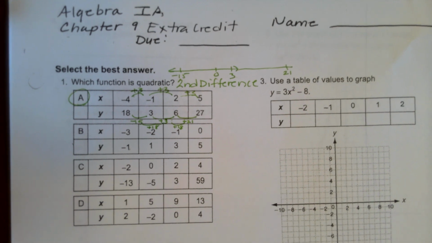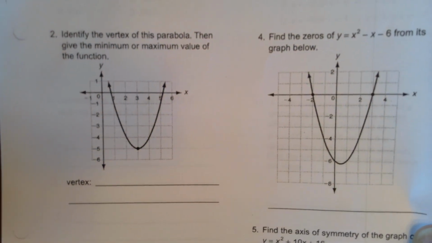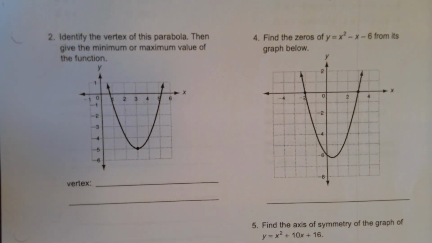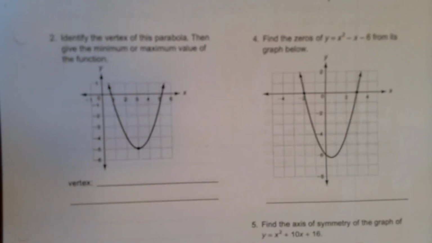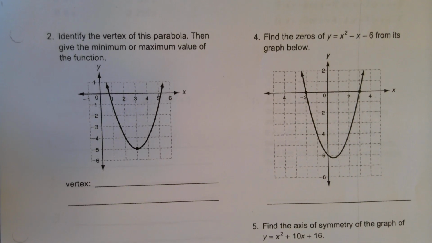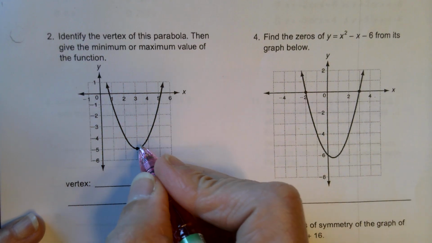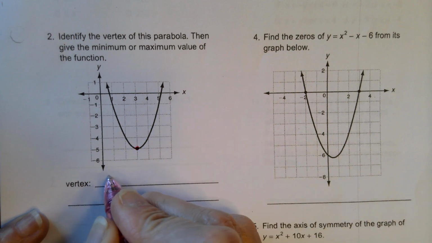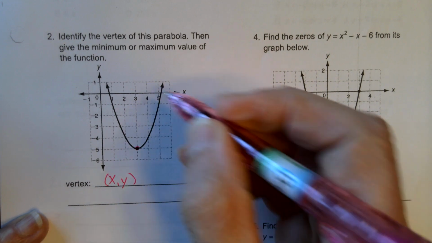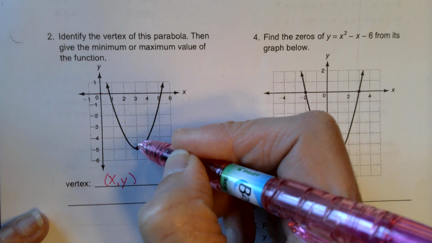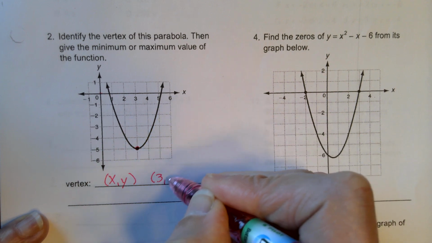Question 2, identify the vertex of this parabola. If you're ever given a graph, you can find things really easily by looking at it, can't you? So let's just talk about that. Identify the vertex, that's the tip point right here. Remember, for a vertex, you always put your x first, then your y. So it's 3, negative 5.